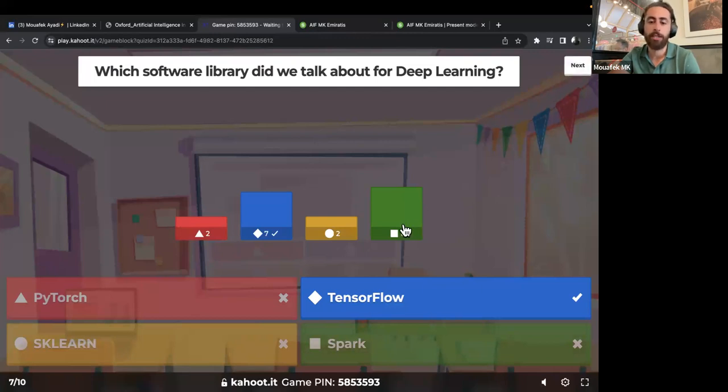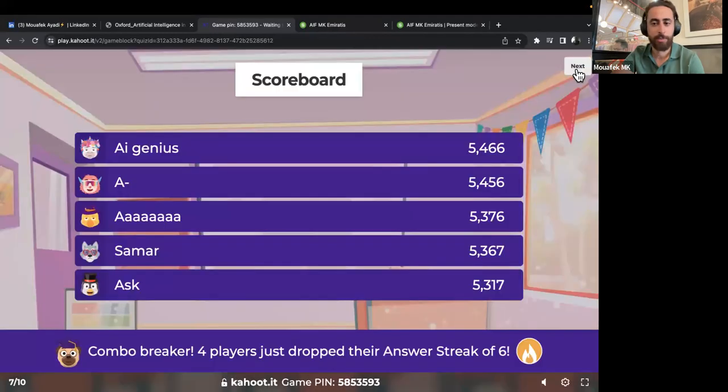So we have 7 people who answered TensorFlow. I don't know how you did it because I did not talk about it, but good for you. I think this is because of some questions where I did not talk about the content. That's why it's going to affect the leaderboard.